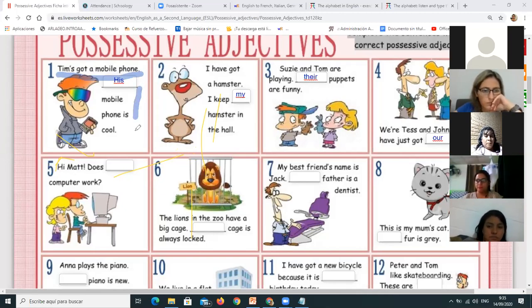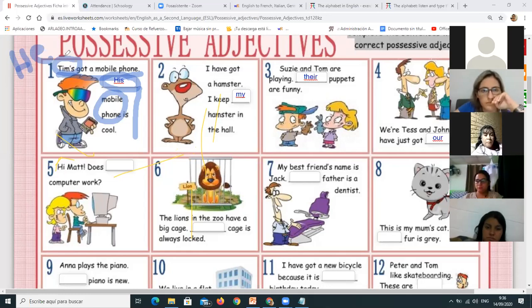Sentence number two: his mobile phone is cool. Now, how do you know that it is "his"? Not "my," not "your," not "her." I know I'm going to use "his" because the principal subject, or the principal person, in this sentence is Tim. I'm talking about Tim, about the boy. Then the object, mobile phone, refers to this person, which is Tim. That's why you know that you have to use "his."